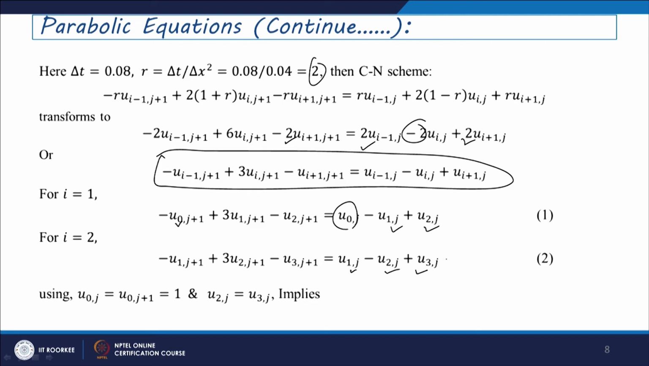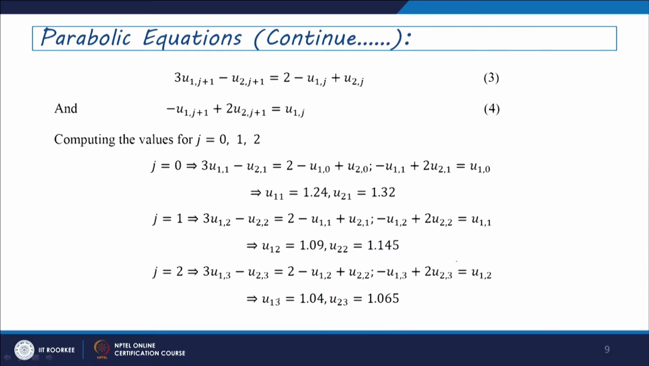Since from the boundary conditions we can use u0 j equals u0 j plus 1, since it is along the first boundary, all values remain 1 there, and this implies that u2 j equals u3 j. This impacts the equations in the form 3 u1 j plus 1 minus u2 j plus 1 equals 2 minus u1 j plus u2 j here, and we obtain the second equation in the form of minus u1 j plus 1 plus 2 u2 j plus 1 equals u1 j.